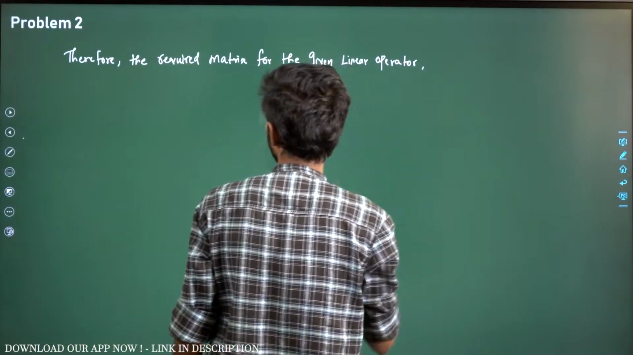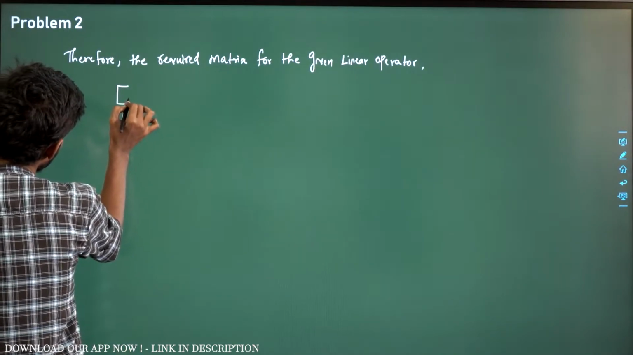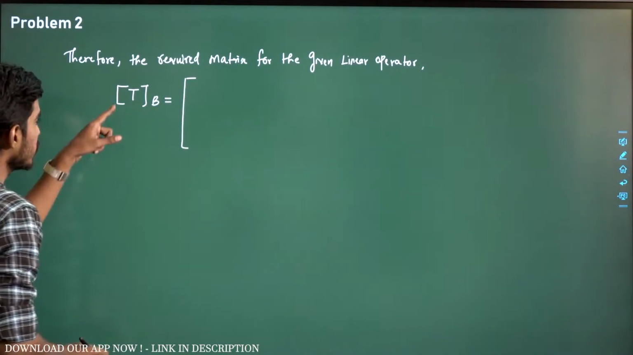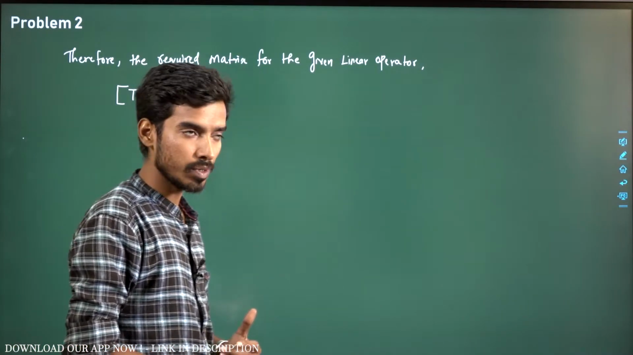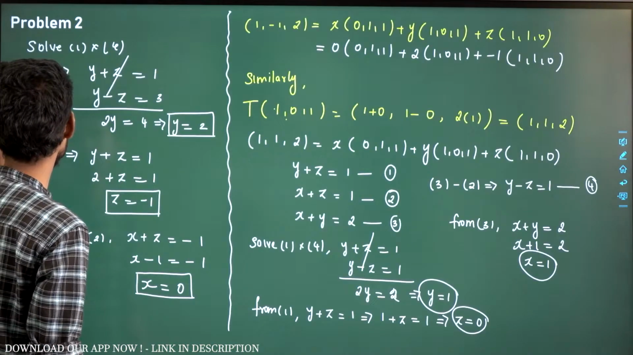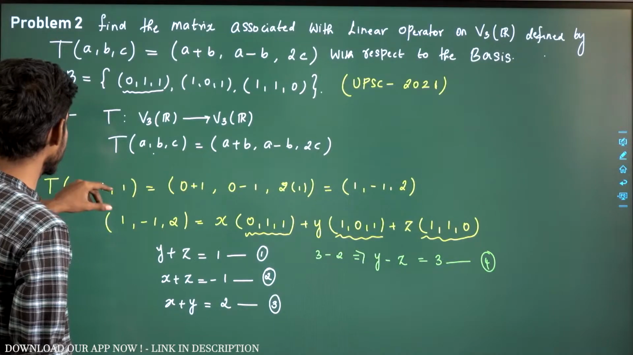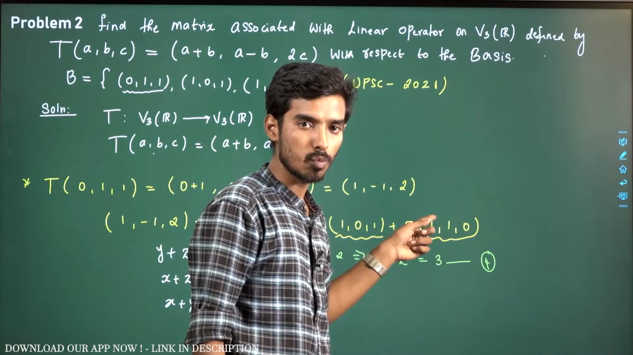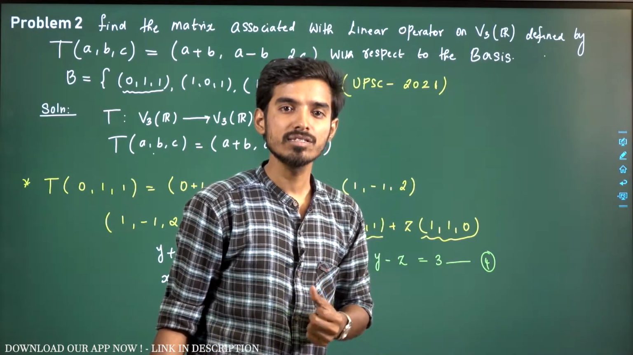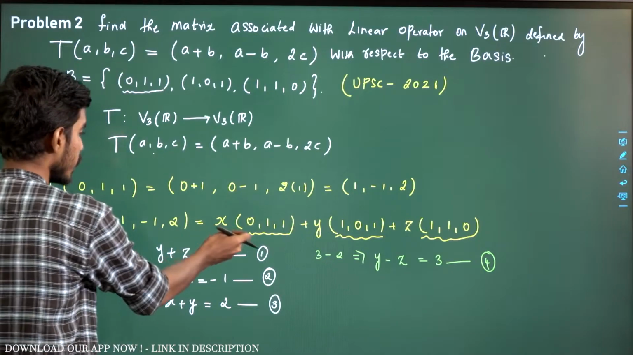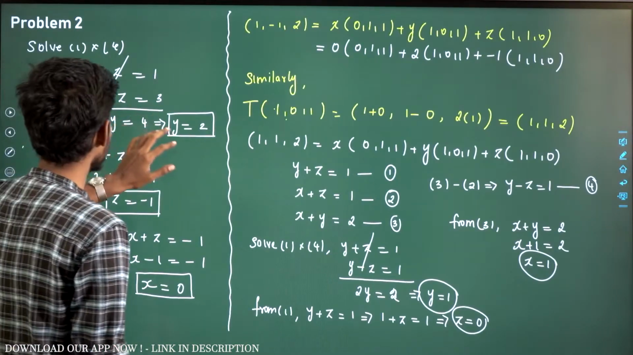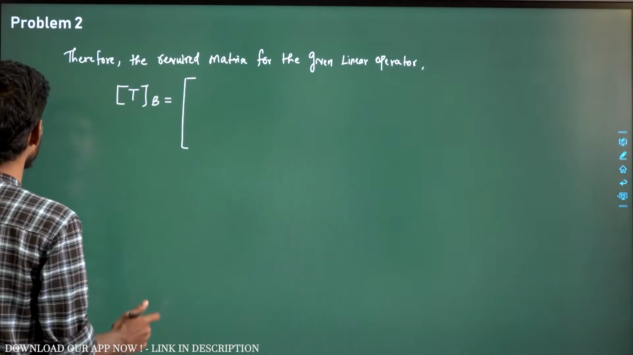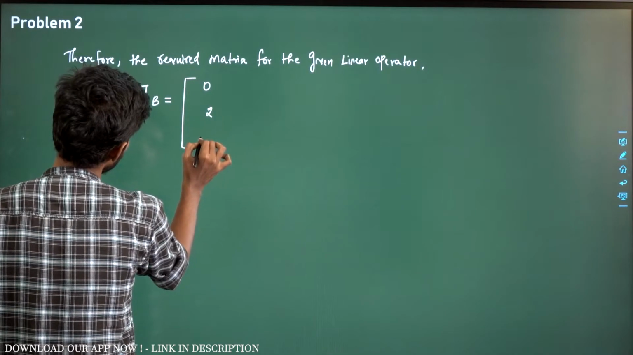For the linear operator, the matrix of T with respect to the given basis B. So what is the first column? The first input vector is 0, 1, 1. Output is 1, minus 1, 2. We need to express this output vector as a linear combination of elements of basis of codomain space. So what we have got? We have got x, y, z to be equal to 0, 2, minus 1, right? So 0, 2, minus 1 will be the first column.